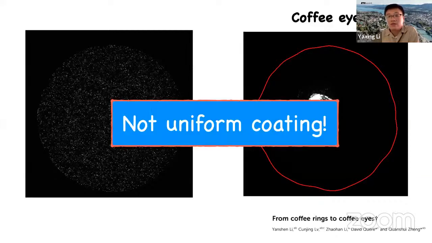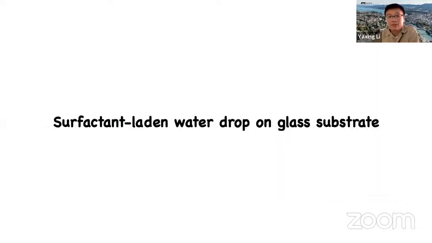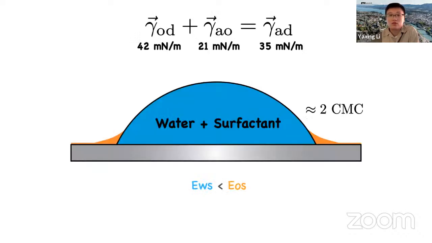But with this, we still don't have a uniform coating. The reason is that now the contact line is moving, the contact area is shrinking. So we want to fix the contact area. So how do we do that? We add some surfactant into the droplet.